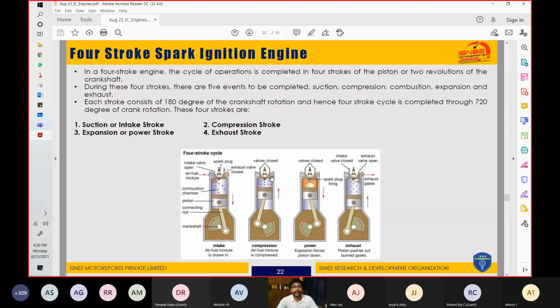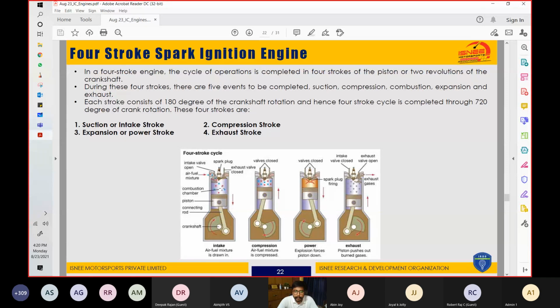So there is a slight difference of understanding. In spark ignition, the air and fuel mixture comes in through the carburetor. And if there are no carburetors, like in modern car technologies, even the petrol and spark ignition engines are having the injection system. So that injection system allows the fuel and air to come in.